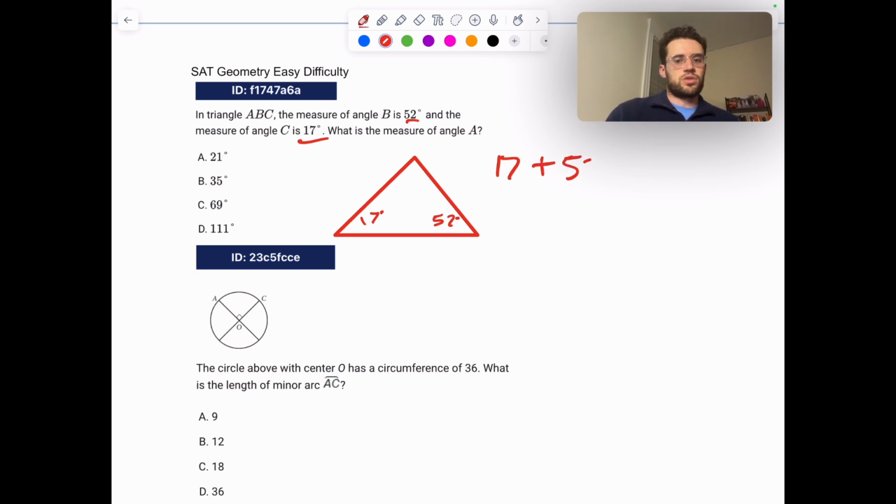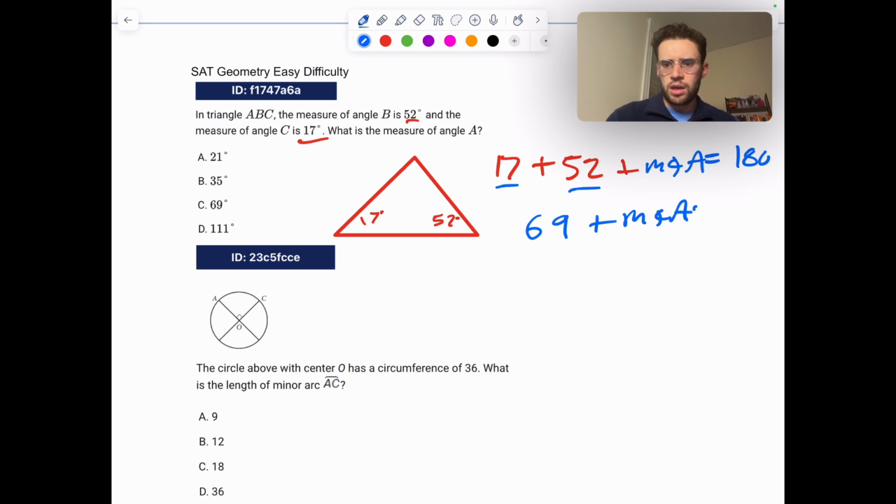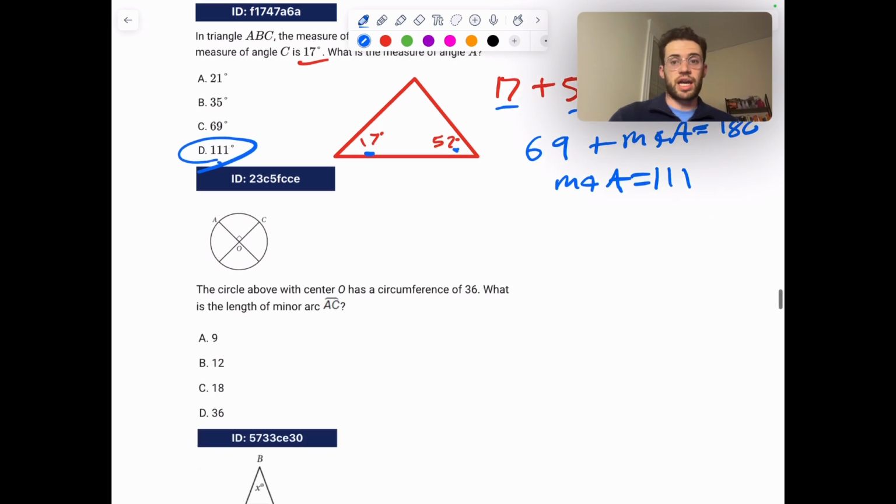17 plus 52 degrees plus measure of angle A adds up to 180. 17 plus 52 would give us 69 degrees. So 69 plus the measure of angle A equals 180. Subtract 69 from both sides. That gives us the measure of angle A is equal to, I think that would be 111, which is option D. And then to check it, just do 111 plus 17 plus 52, make sure it adds up to 180.